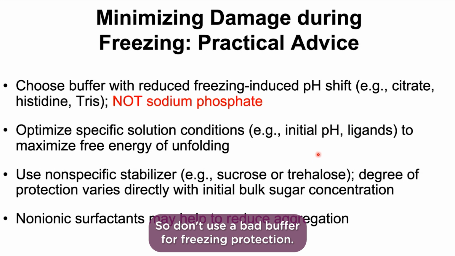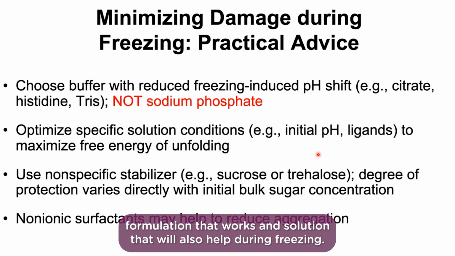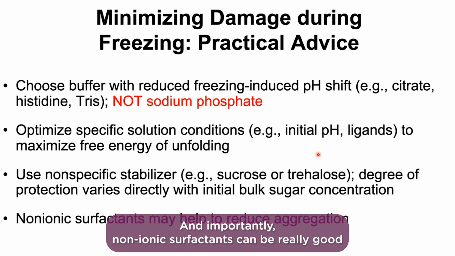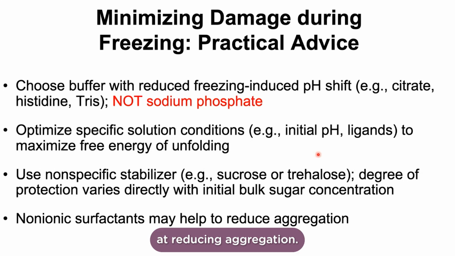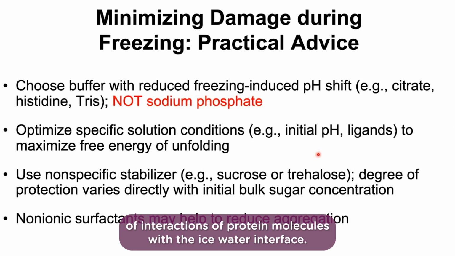So don't use a bad buffer for freezing protection. If you optimize your solution conditions, say by thermal scanning, to pick the best formulation that works in solution, that will also help during freezing. And obviously, nonspecific stabilizers, so-called cryoprotectants, are useful. And importantly, non-ionic surfactants can be really good at reducing aggregation because a large fraction of the molecules are caused to unfold because of interactions of protein molecules with the ice-water interface.